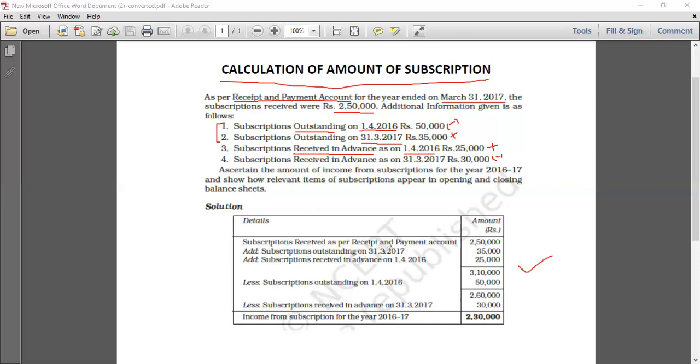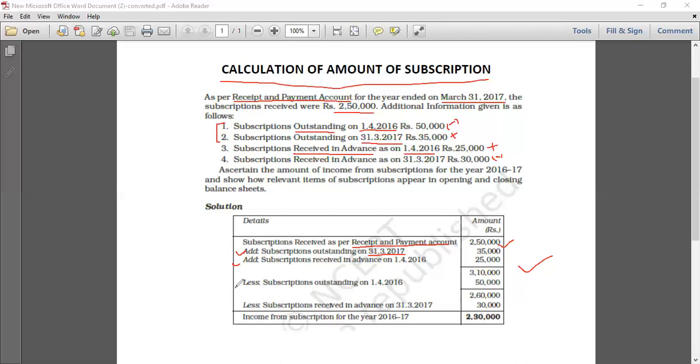First, you have to write the total amount that has been received as per the receipt and payment account. The total amount is 2,50,000, and as per the formula, we have to add subscription outstanding at the end of the year, that means the closing subscription is added. Again, the opening advance needs to be added, so this amount has been added. After addition of these two items, the total comes to 3,10,000.